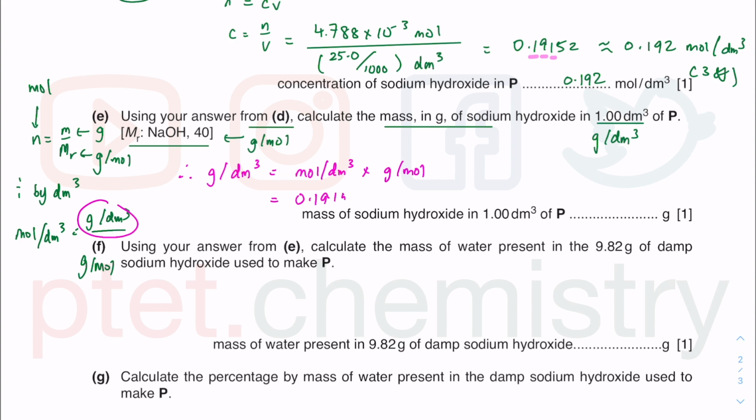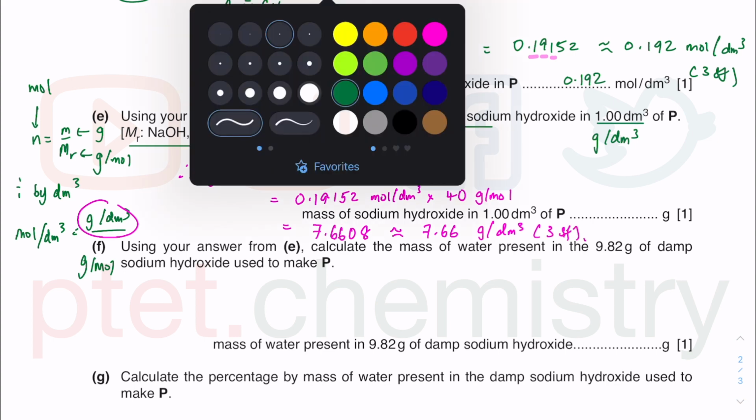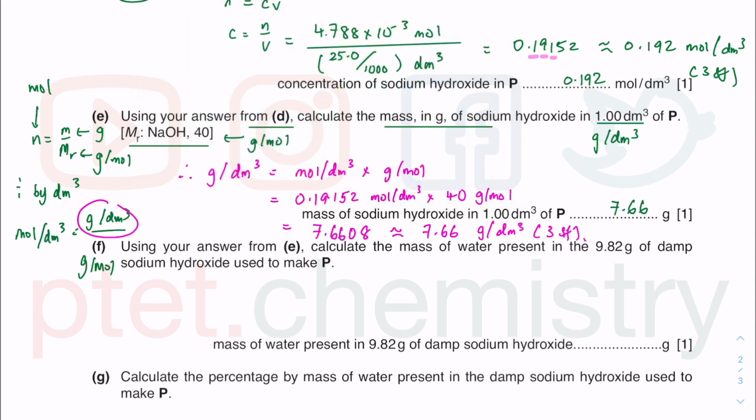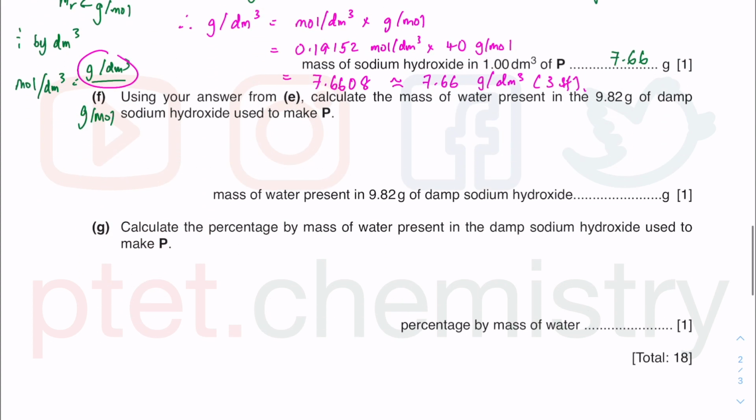So 0.1952, that was mole per dm cube, and we're going to multiply that by 40 gram per mole. Typically, they don't give you the units for MR, but this is just following through with the mathematics, the bookkeeping, as well as the physics. That will be rounded to 3 significant figures, in gram per dm cube. But the question is really asking for the mass in 1 dm cube, so I just need to put down the value of the mass. There's 7.66 there.